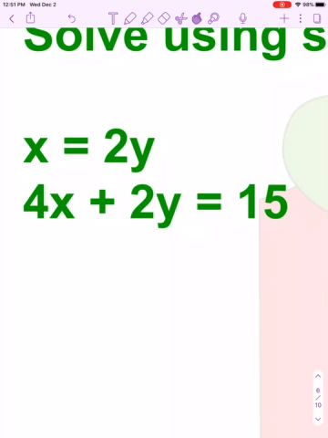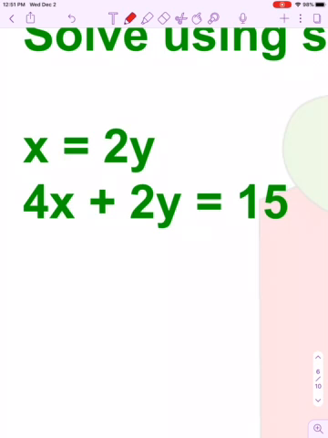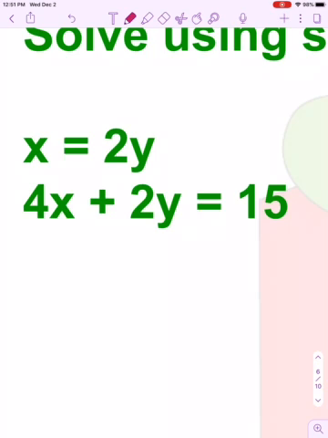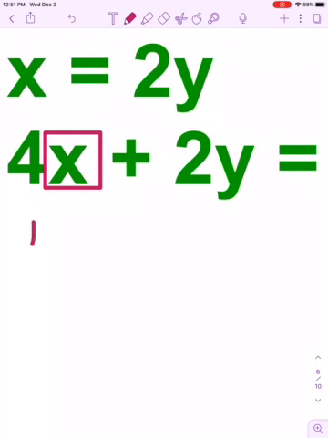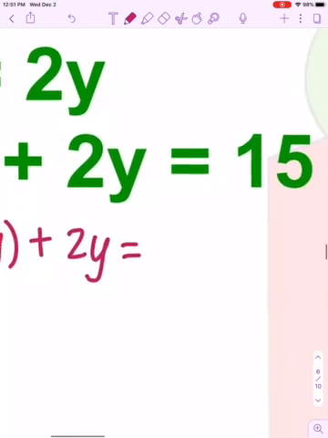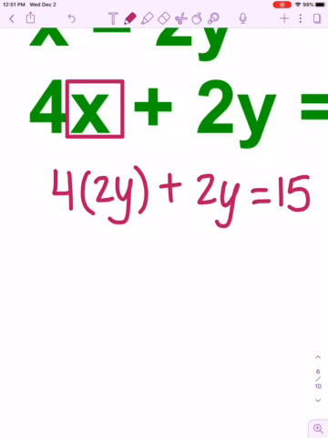Alright, so in order to use substitution, you have to have an x equals or a y equals. We have that in the very front because we have x equals in the first equation. So we know x in the first equation, so we replace the x in the second. I'm replacing the x with what I know x is, which is 2y, and then finish out the rest of the equation. So plus 2y equals 15.